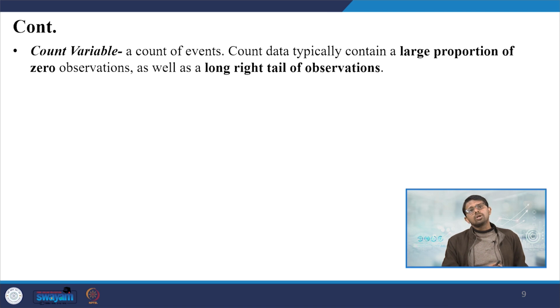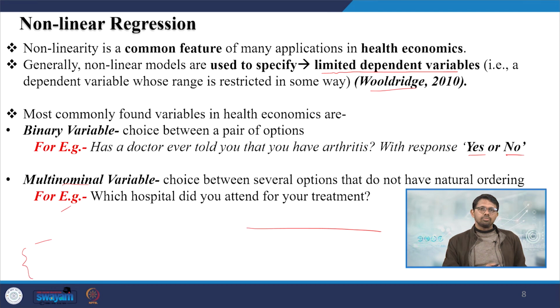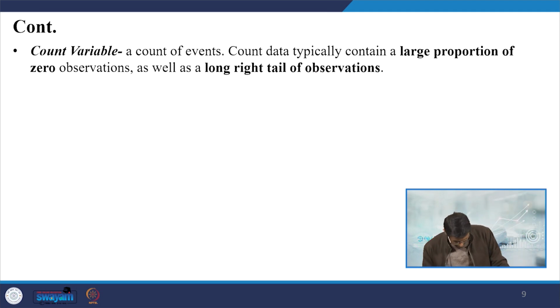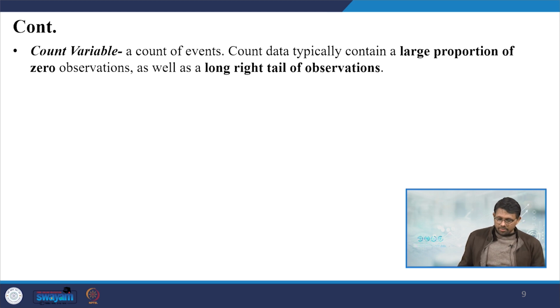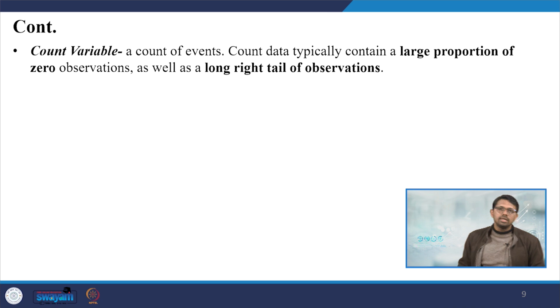Another is called the count variable. It is not purely continuous, which we used to see in the linear regression model. So, count variables are considered to have some sporadic responses, which might have some lexicographic choices. So, count means it has to be in particular points. Count data typically contain a large proportion of zero observations as well as a long right tail of observations.